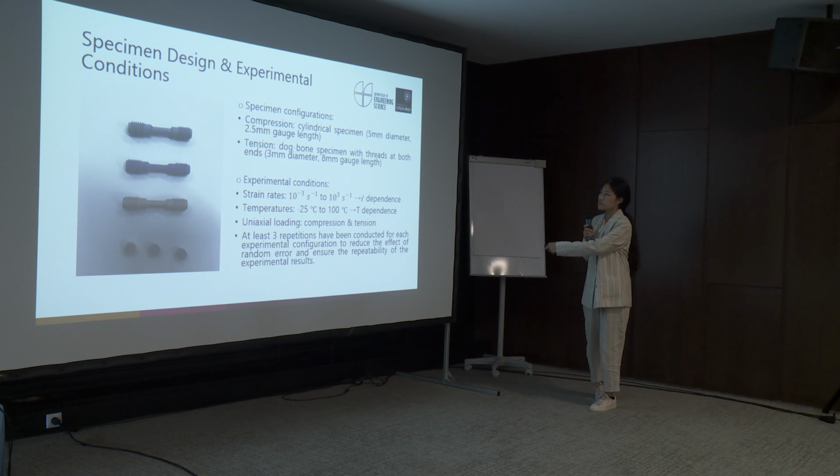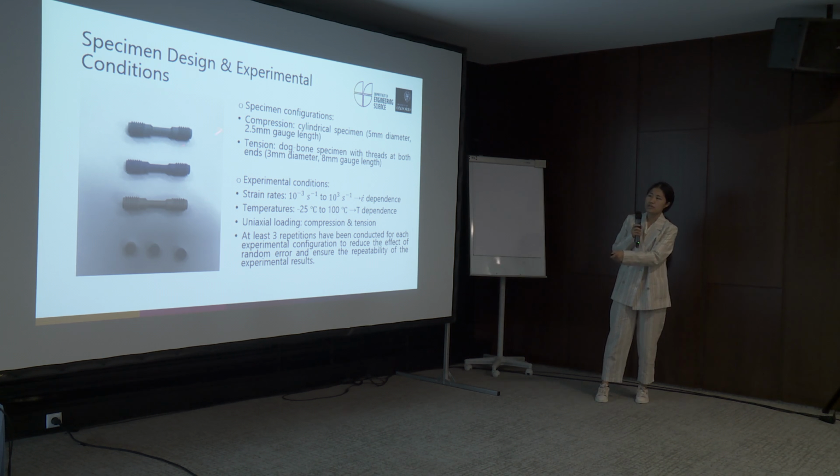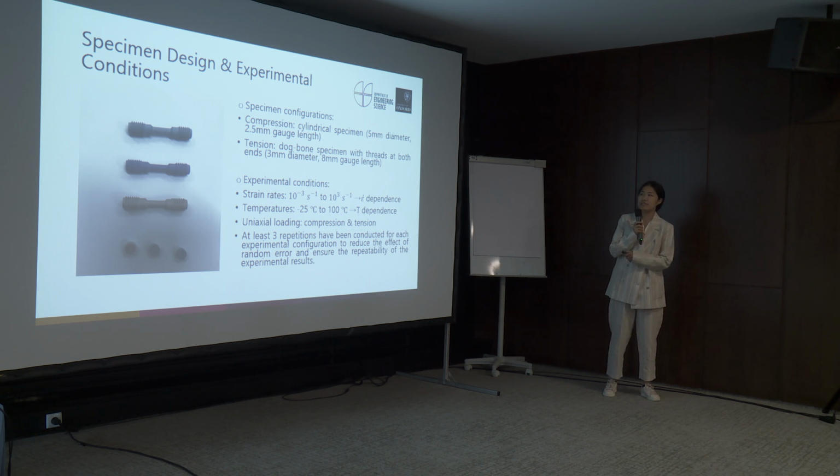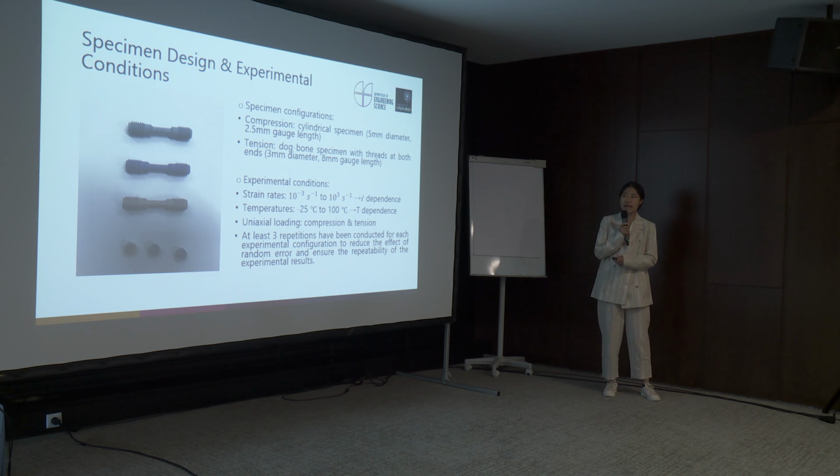The figures shown here illustrate the specimen configuration we used for investigation. The cylindrical specimen with 5 millimeter diameter and 2.5 millimeter gauge length was used for compressive characterization, while the dog bone specimen with threads at both ends and with a gauge length of 8 millimeters and 3 millimeter diameter was used for the tensile characterization.